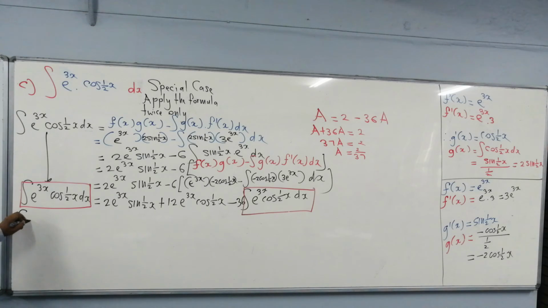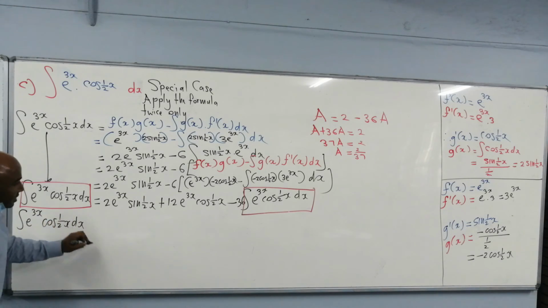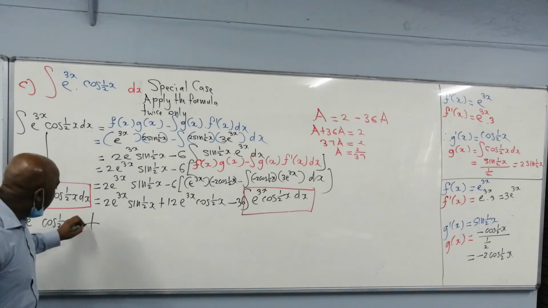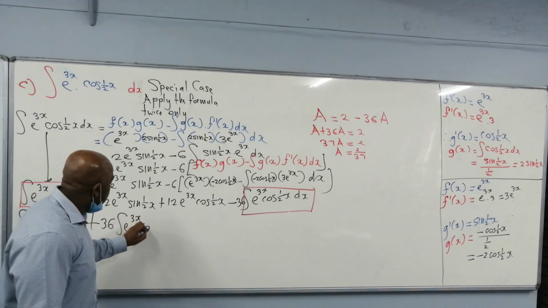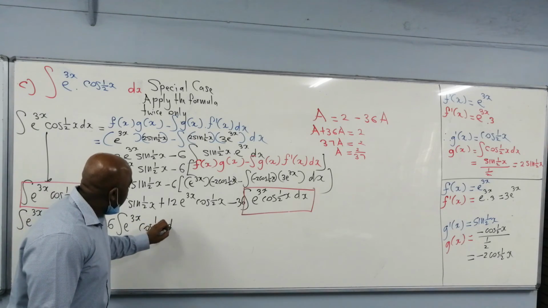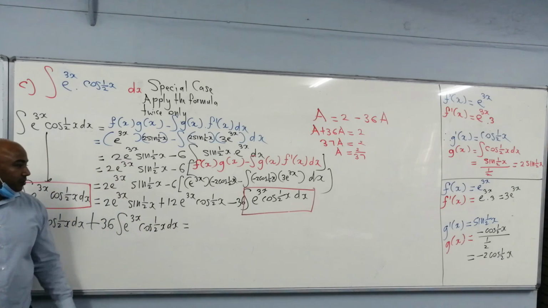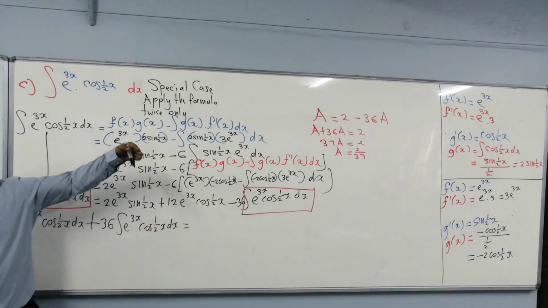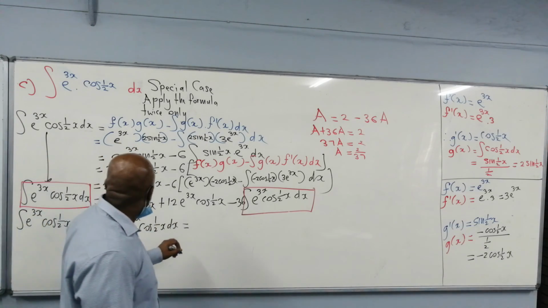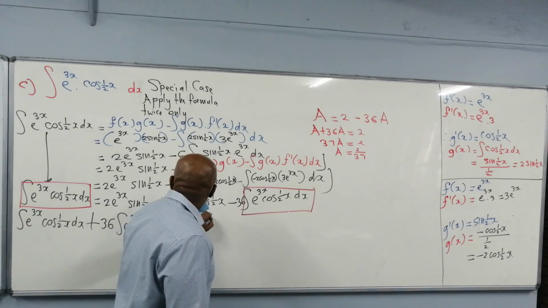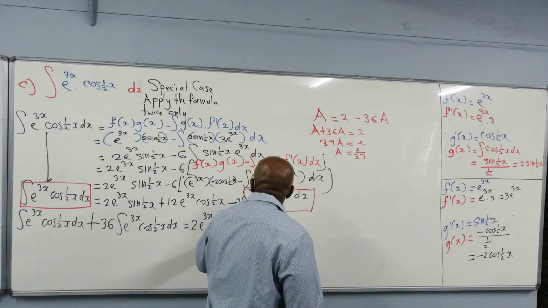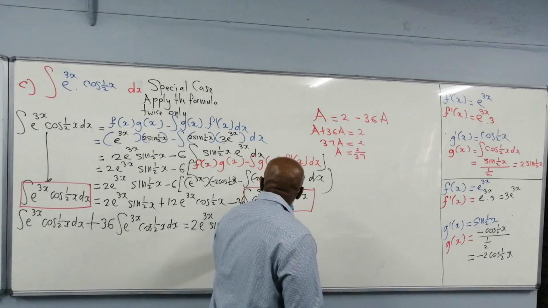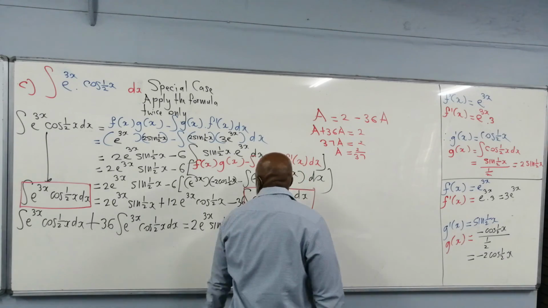So we got the integral of e to the power 3x cos of half x dx. Take this to the left, it becomes plus 36, the integral of e to the power 3x cos of half x dx, and we have only these two terms left on the right hand side, which is 2 e to the power 3x sine of half x plus 12 e to the power 3x cos of half x.